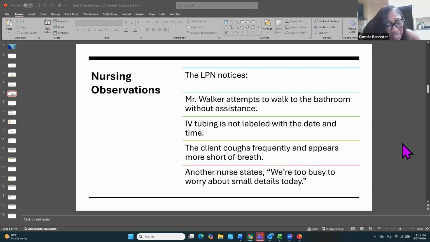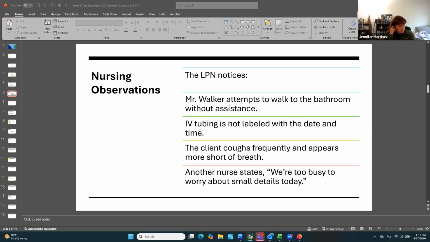He's trying to walk without help, and we already know he's a fall risk, right? Okay, what else? The IV tubing is not labeled with the date and time. Why is that an issue? You don't know how old it is or when it was put in. Don't know what medication it was used for, right? Was it used for the antibiotics? Is it just for the normal saline? Then how old is it? How long has it been hanging?